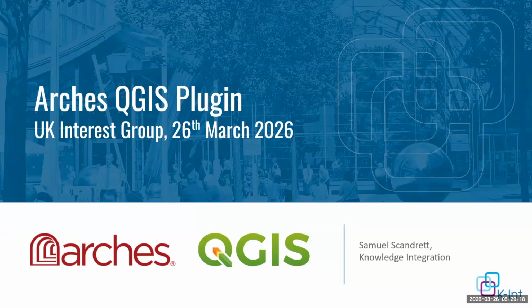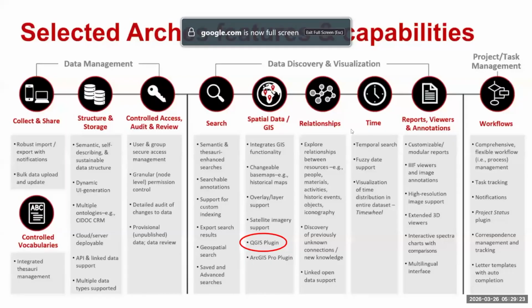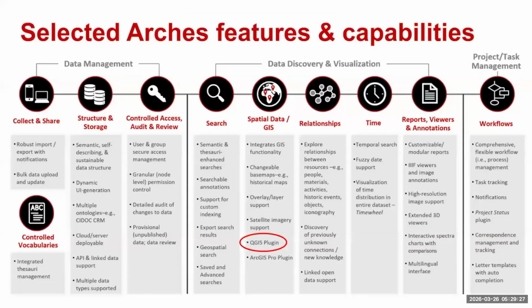So I'm going to start off with this slide that Phil showed in his presentation last time. I've stolen it just to highlight the QGIS plugin mentioned on this as a feature of Arches. So Arches has spatial data, GIS features and functionalities within it. And I'm glad that both the QGIS plugin and the ArcGIS Pro plugin are now included on there. So that's what we're going to be talking about today.